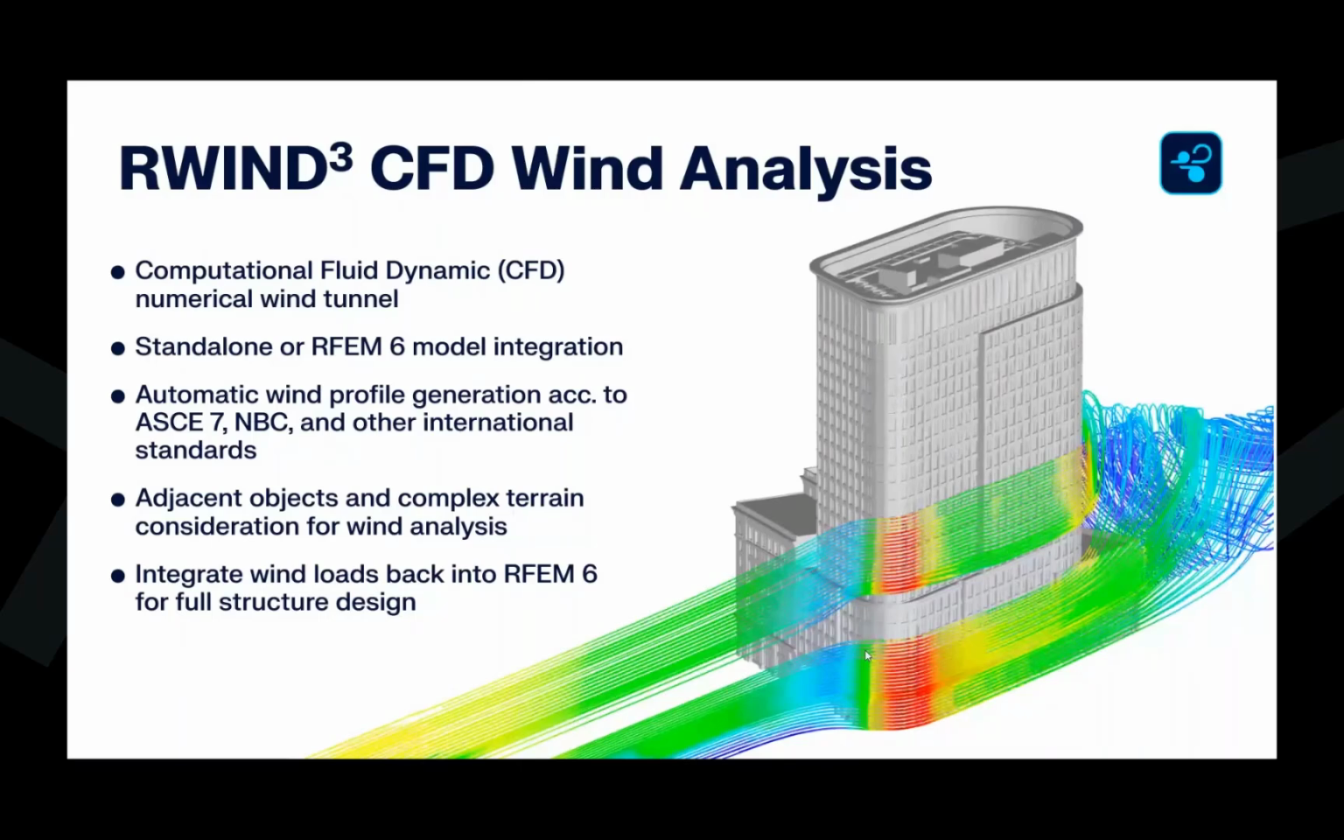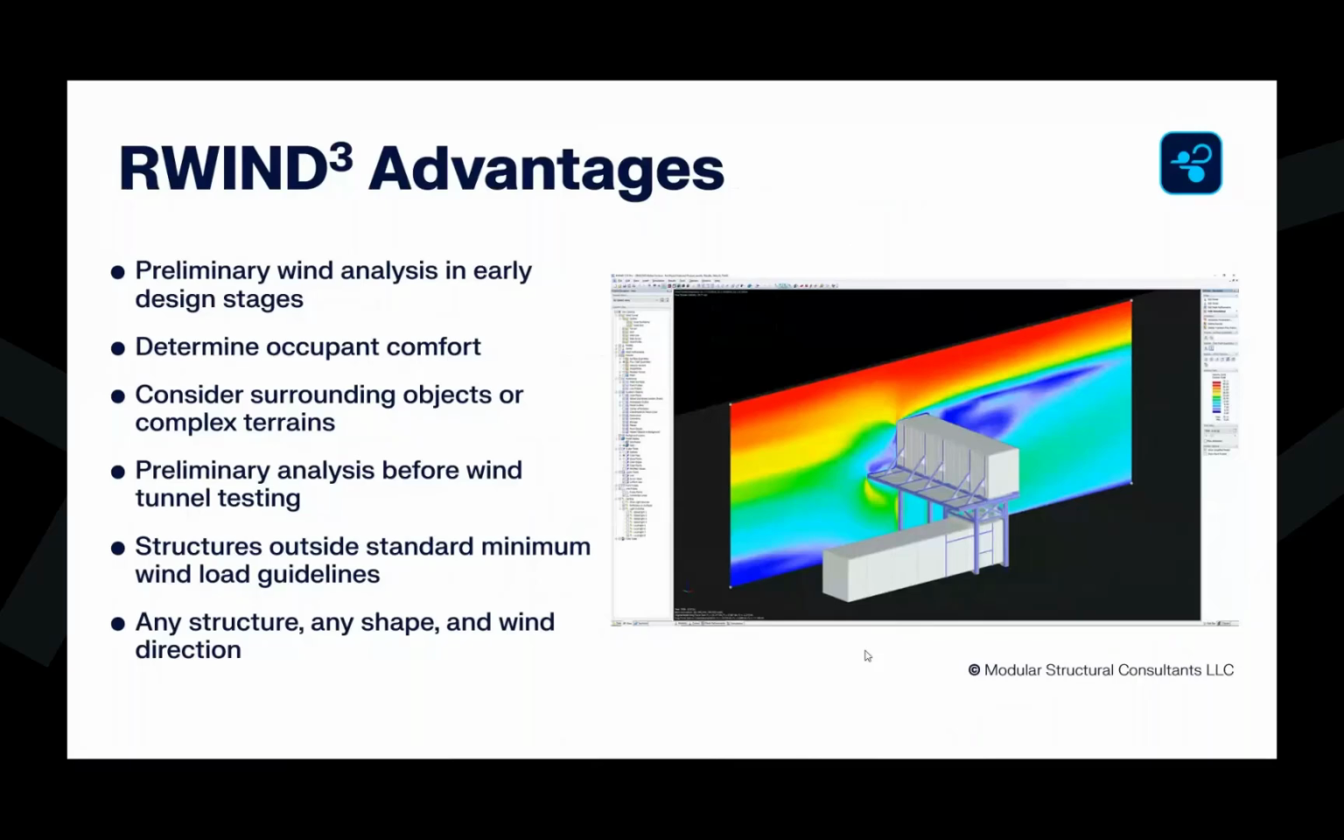But ultimately, when we close out of RWIND and go back into RFEM 6, these loads, the wind pressures, are automatically taken and converted to static wind loads on every FE mesh element. That way we can then combine them with the other load cases like live load and snow load, and continue on with our analysis and design. So we might be wondering, why would we want to use a program like RWIND 3? I wanted to go through a few advantages here.